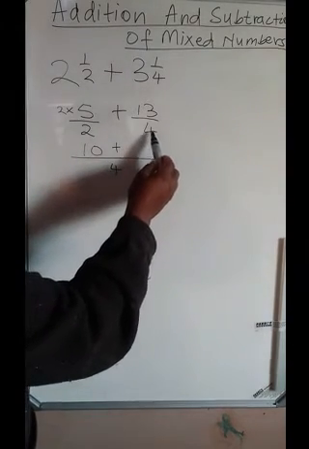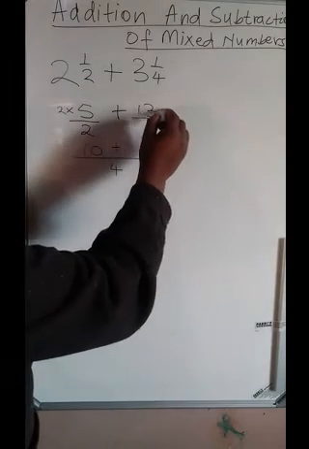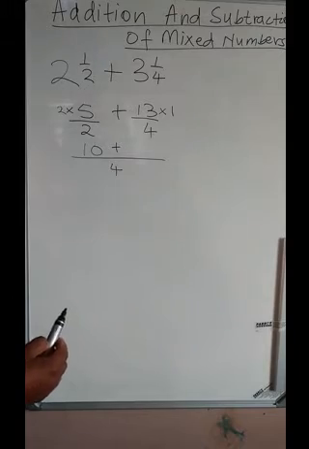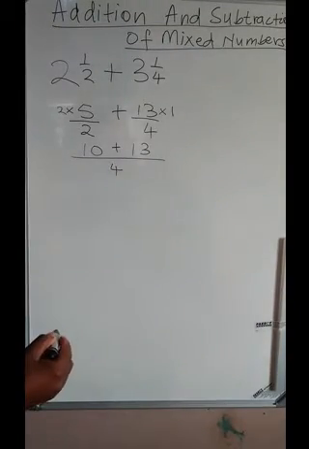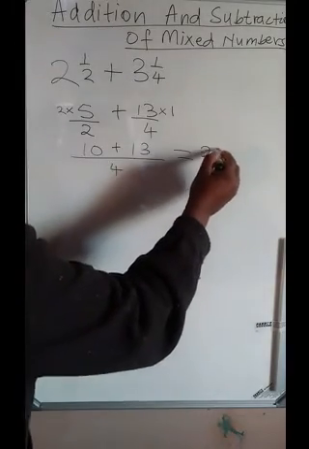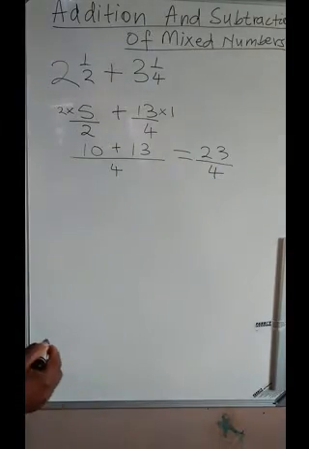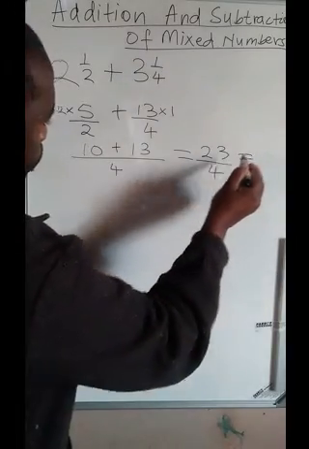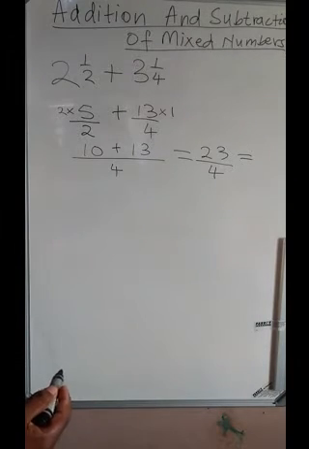You then say, how many times does 4 go into 4? It goes once. So you write once, or 1, next to the numerator there, and then you say 13 multiplied by 1. The answer is 13. So now you say 10 plus 13, you get 23. Everything is over 4, which is the LCM.